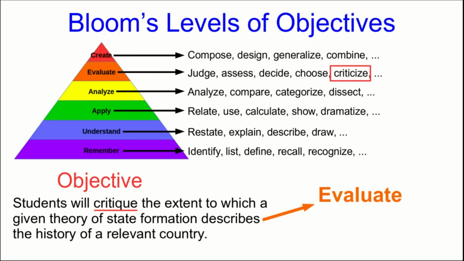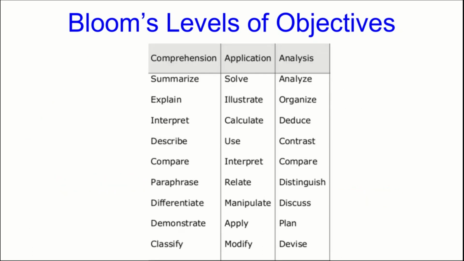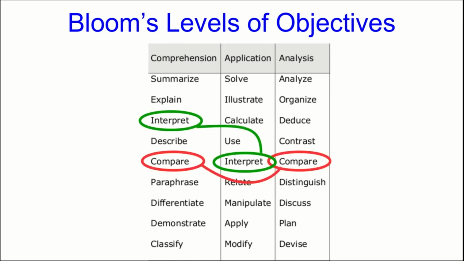They would be evaluating the extent to which a theory applies to a particular case. However, it's not that straightforward all the time. For example, if you take a close look at some of these lists of keyword verbs, you'll see that often the same word will appear on the lists for several levels in the taxonomy. This is just because, of course, our use of language is often somewhat vague. We can use the same word to mean multiple things.